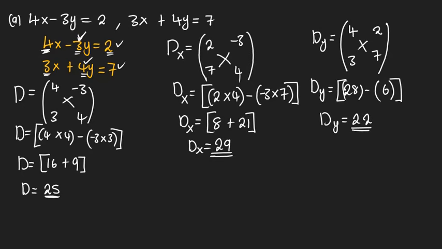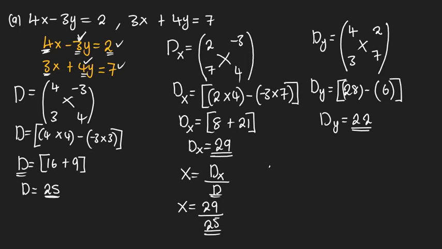Then how do you find your x values? So x is going to equal to, you are going to get your dx over this original determinant, that gives your x value. So this is going to equal to, what is dx? dx was 29 over d is 25. That is your value of x.